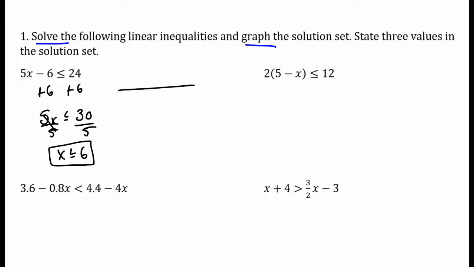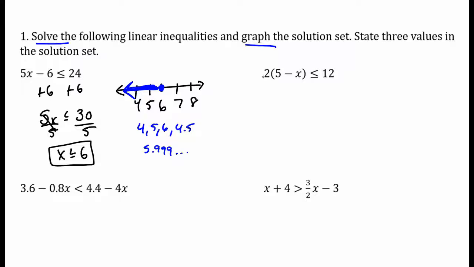So if I were to graph this, here's 6, 7, 8, 5, 4. 6 is included in the solution set. 6 is a solution, and I want to be less than it, so I'm going to go this way. So what are some numbers in the solution set? 4, 5, 6, I don't know, 4.5, 5.999, you can keep going on and on, but those are some numbers in the solution set. Any number that's colored blue works.